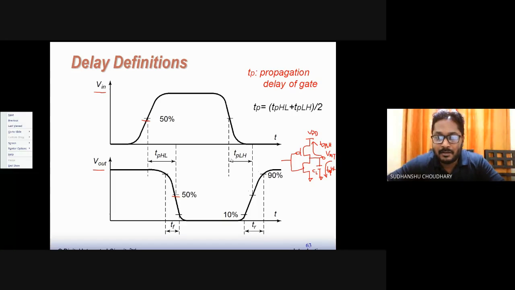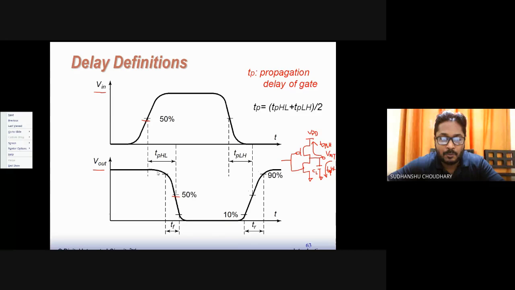Similarly, you locate TPLH, that is when the input is transitioning from high to low and the output is making a transition from low to high. Again, you locate the 50% points here, 2 points, and TPLH, that is the low to high propagation delay, is the time between these two 50% points on the input and output, when the output is making a transition from 0 to VDD. So I say TPLH is the propagation delay when the output is going from low to high.